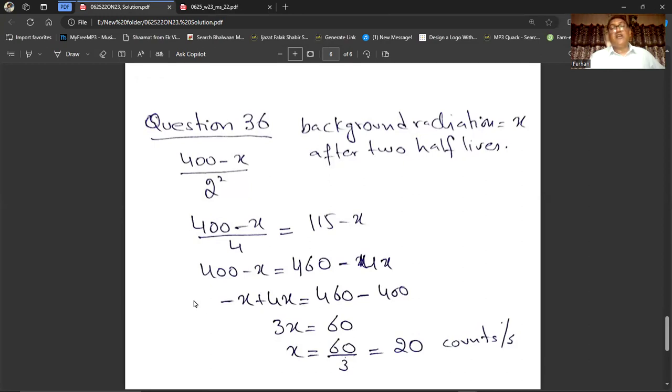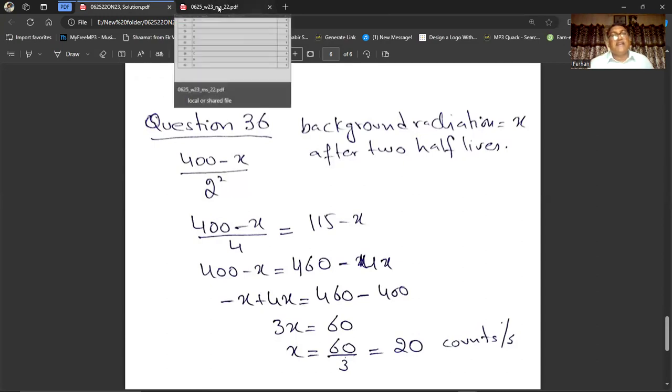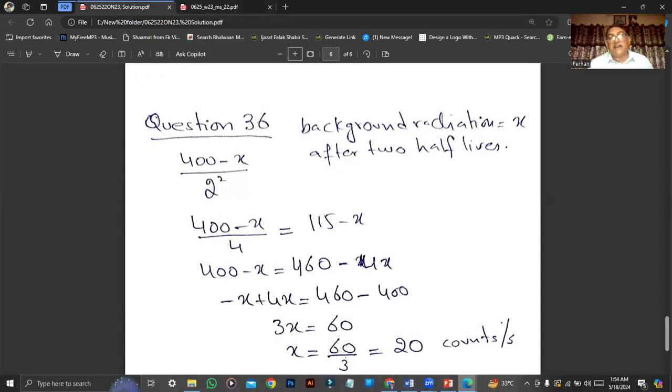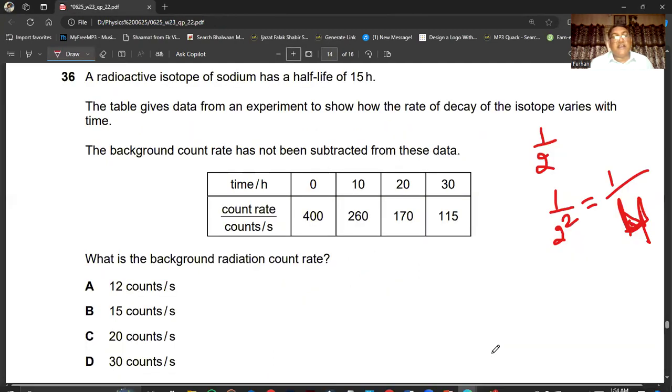And that is 20. So 20 is my answer. So the background is 20 counts per second. Okay, so C is the option.